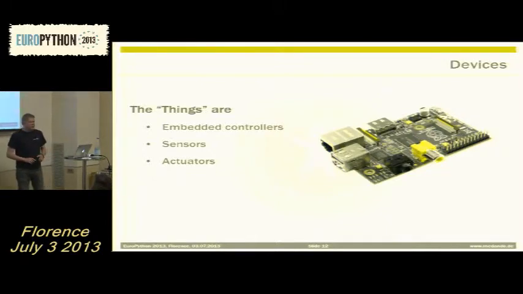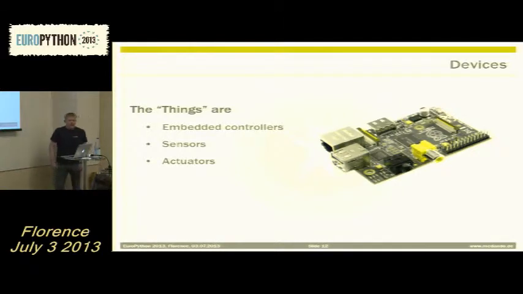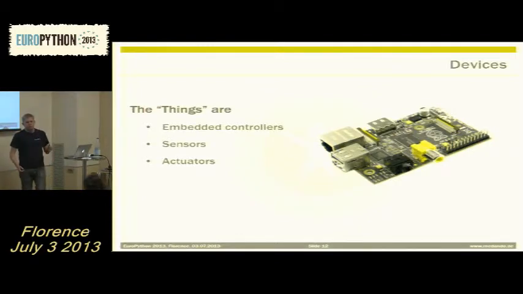And things are like embedded controllers, most of you have seen this kind of stuff like the Raspberry Pi. This is kind of an embedded controller that you can build into other devices and control or measure things. And also sensors that measure temperature, humidity, light, and so on. And actuators are things like printers, which make a physical movement in the real world. Yeah, these are the things.